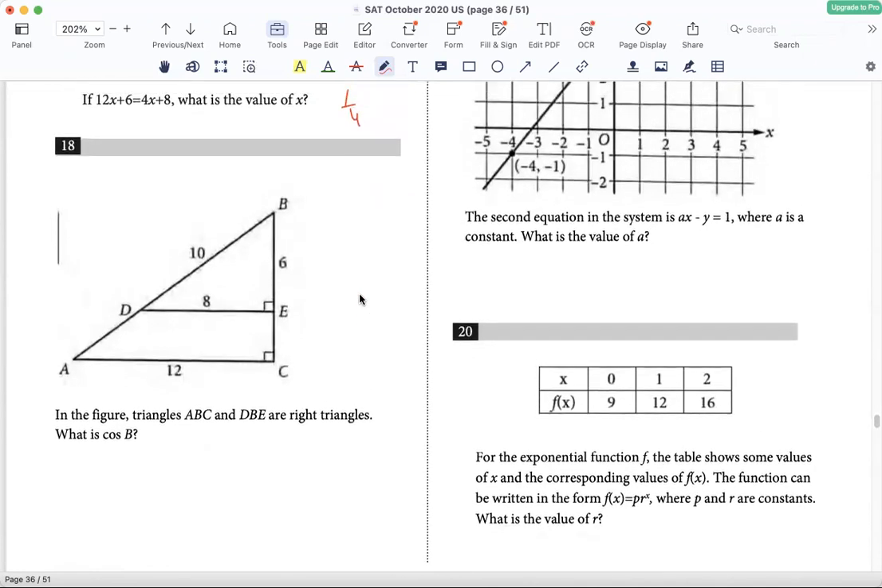Triangles ABC and DBE are right triangles. What is cos B? Cos B, right? So we can look at this triangle, BED. So in this triangle, cos B would be base over hypotenuse, which is 6 over 10. That's 3 over 5.